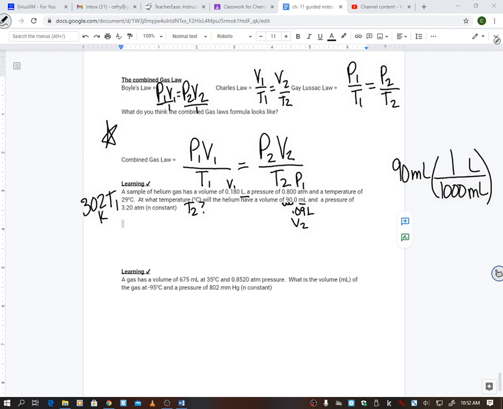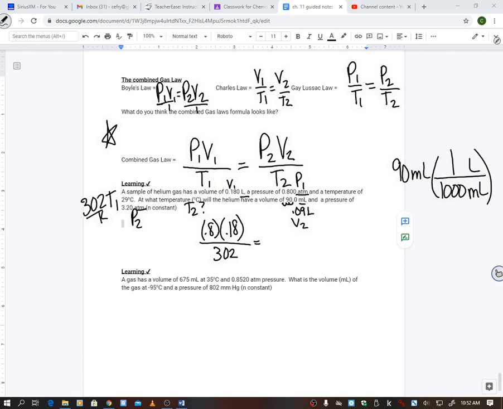Now my pressure, a pressure of 3.2 atm. Now you need to get in the habit of looking: do these match up? And they do. They're both atm, so we're good. All right. Now I'm going to start plugging all these numbers into this. So my initial pressure is 0.8. My initial volume is 0.18. My initial temperature is over here at 302. Remember to use Kelvin.